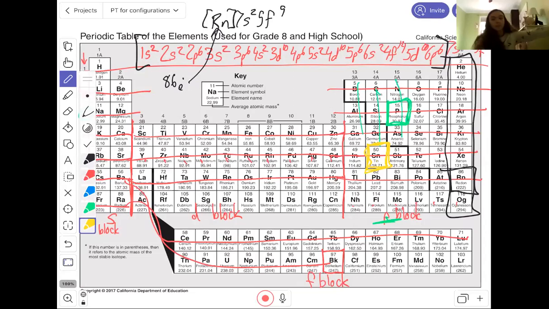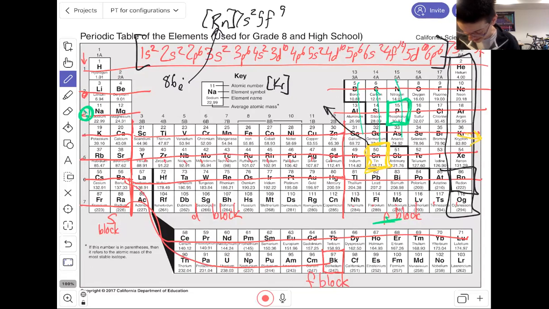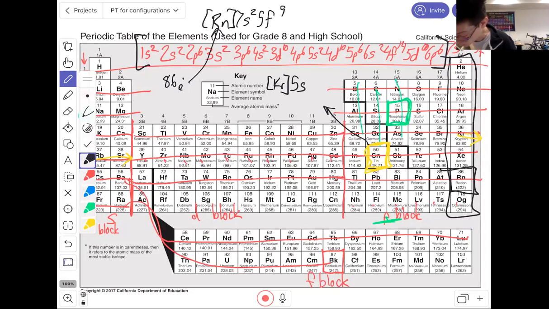Krypton. You'd start with krypton because it's the noble gas before it. So for this guy, I would say, okay, I'm going to start with krypton. And then I look at my periodic table and say from krypton, I look over, what is the next thing? 5 here. So that's going to be 5s. And I passed through both columns there, so it's 5s2. And then I continue having to go through all of this.